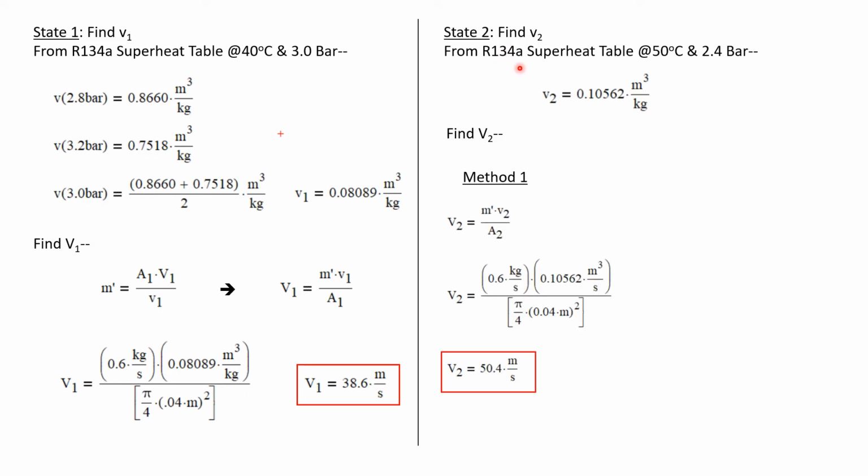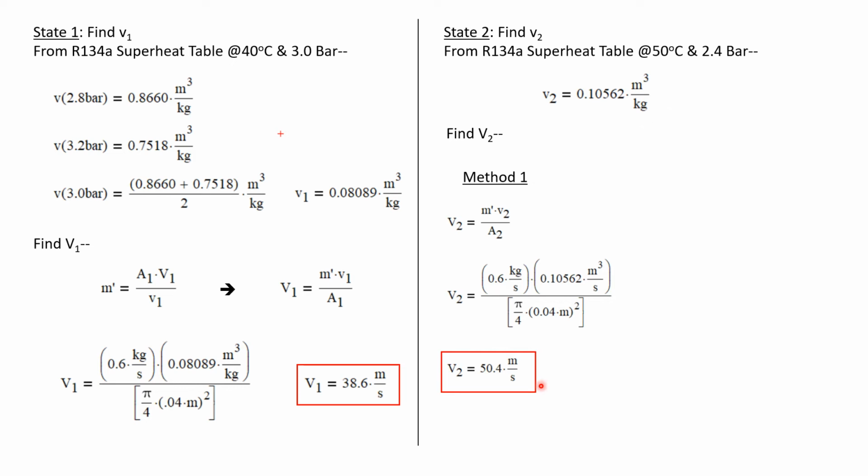Now let's repeat this for state 2. I want to find the specific volume at the exit. And that's in the superheat table at 50 degrees C and 2.4 bar. And I can get that value directly out of the table. And it's 0.10562 cubic meters per kilogram.